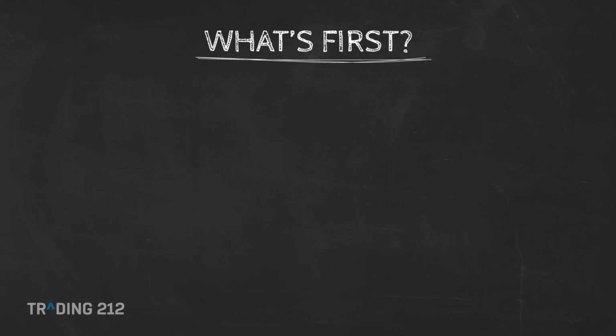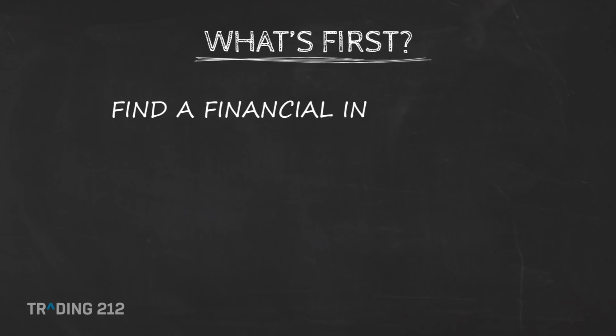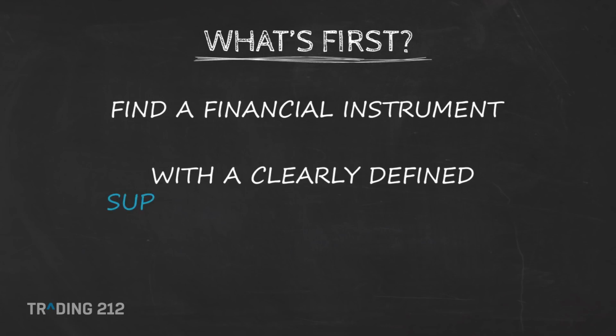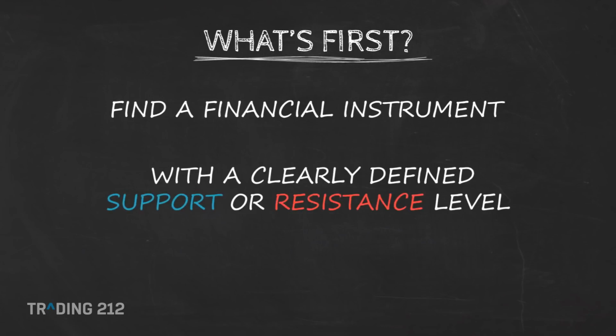So what's first? First, you need to find a financial instrument, a currency pair, stock or commodity with a clearly defined support or resistance level. We only need one clearly defined support or resistance level to anticipate a breakout.